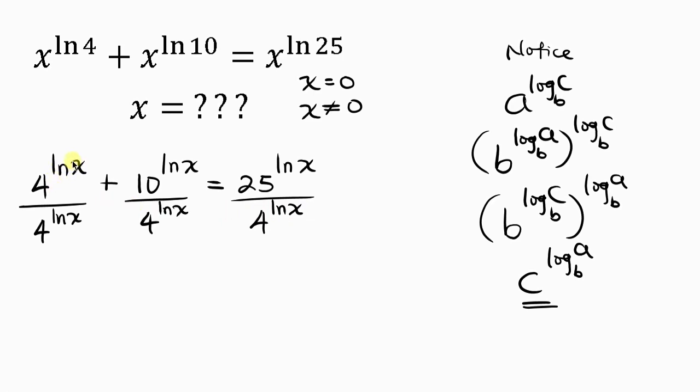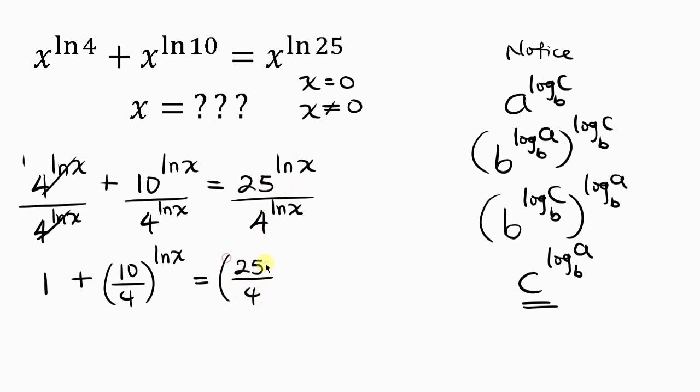Now 4 to the ln x divided by 4 to the ln x, I'm going to be having 1. So this gives 1 plus, now since the exponent here and the exponent here are the same, I'm just going to group this expression so that it becomes 10 over 4 to the ln x equal to, I'll do the same thing here. I'll group the expression to be 25 all over 4 to the ln x.